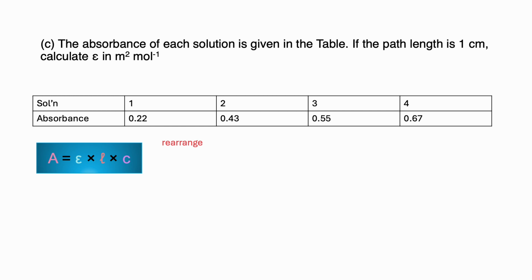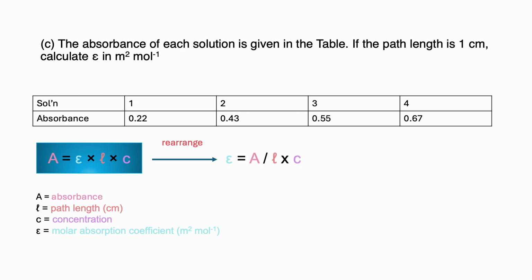In order to calculate molar coefficient, we are going to be using the equation A equals molar coefficient times length times concentration. So A is absorbance, L is the path length in centimeters, C is the concentration, and E is the molar absorption coefficient in meters squared mole to the minus 1. In order to calculate the molar coefficient, we are required to rearrange the equation so that the molar coefficient is the variable. So molar coefficient is equal to A over L times concentration.